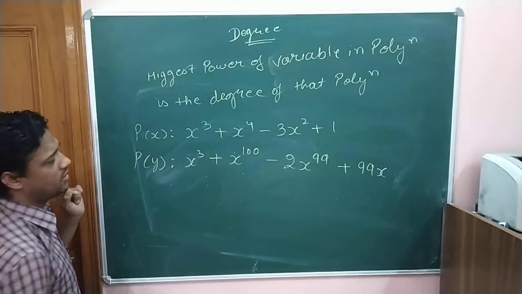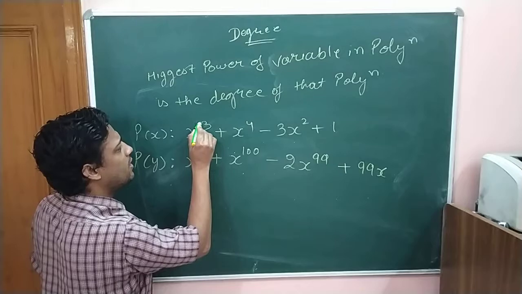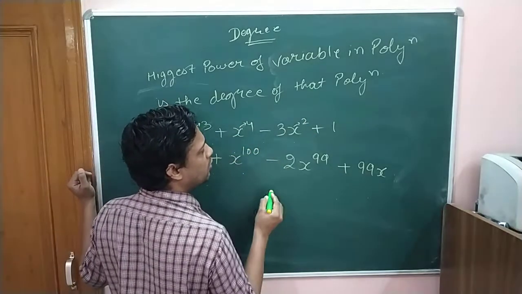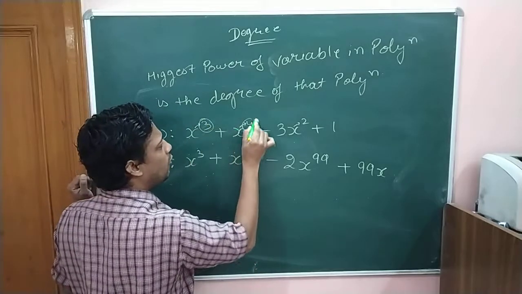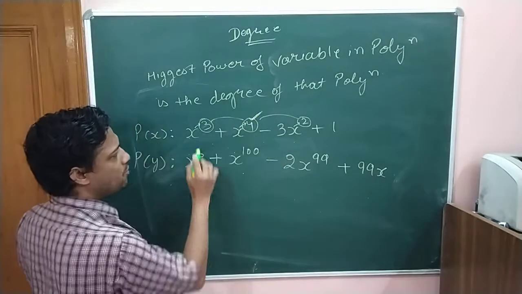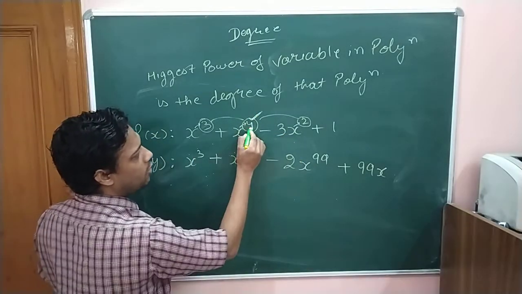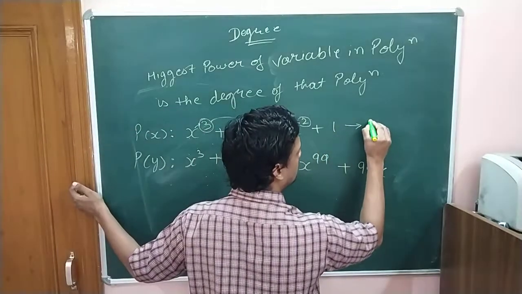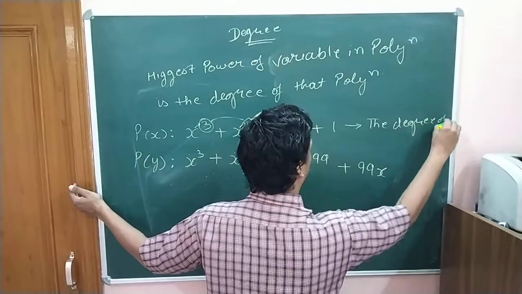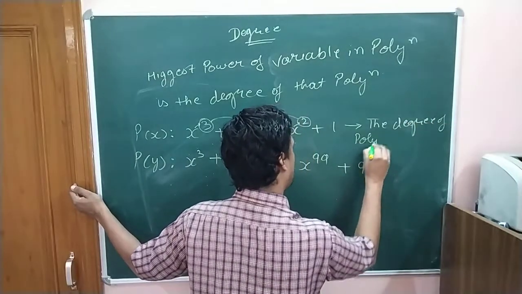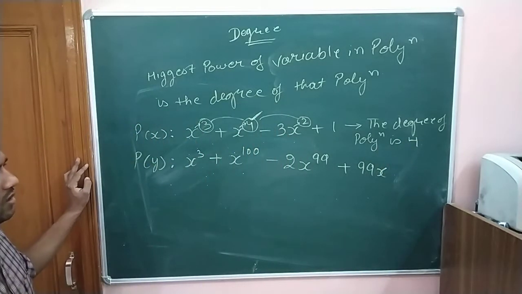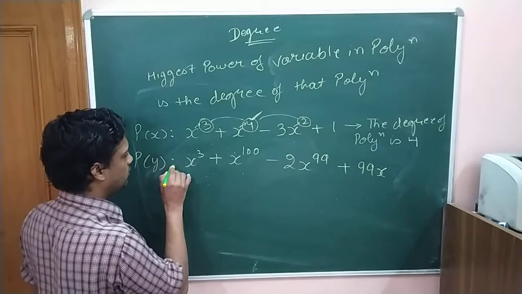Okay, these are two polynomials. In this, the x variable has power 3, the x variable has power 4, the x variable has power 2. Now compare 3, 4 and 2. Which is the maximum? 4. Comparing all the powers, the maximum is 4. It means the degree of this polynomial is 4.